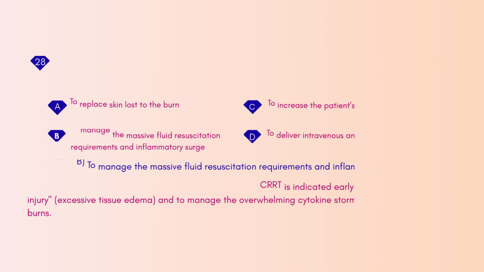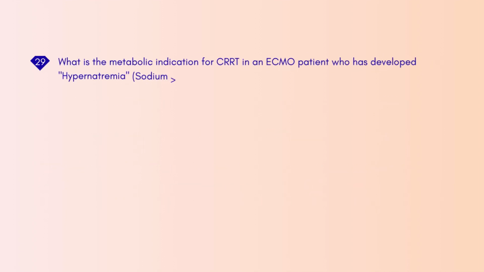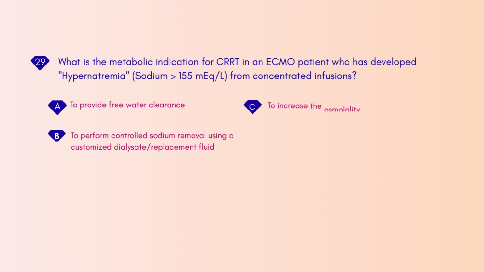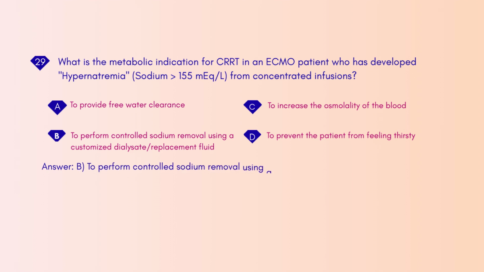What is the metabolic indication for CRRT in an ECMO patient who has developed hypernatremia, sodium greater than 155 milliequivalents per liter, from concentrated infusions? A. To provide free water clearance. B. To perform controlled sodium removal using a customized dialysate/replacement fluid. C. To increase the osmolality of the blood. D. To prevent the patient from feeling thirsty. Answer: B. To perform controlled sodium removal using a customized dialysate/replacement fluid.